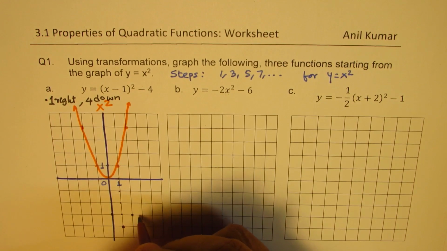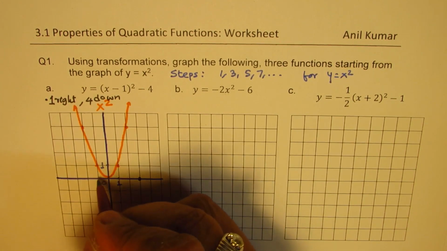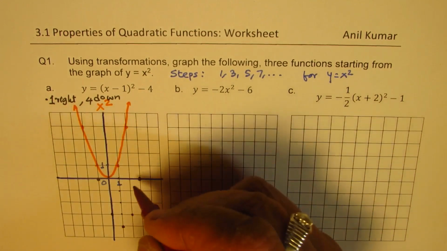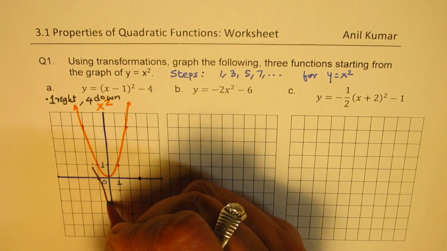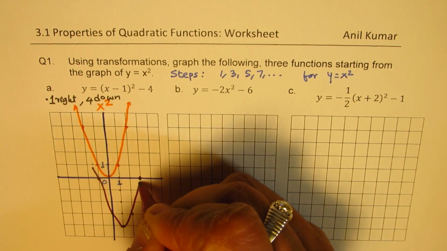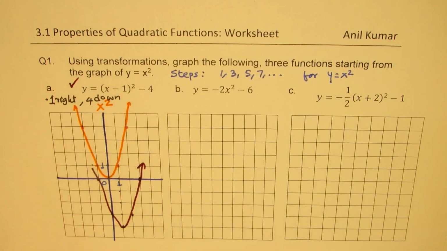So if I do that, I get a graph which is right there, right? So this is 1 step, and then we'll go 3 steps, 1, 2, 3. From the symmetry, that is the point. So we get a parabola which is kind of like this. Is that clear to you? So that is how we are going to sketch the transformed function y equals (x minus 1) whole squared minus 4.